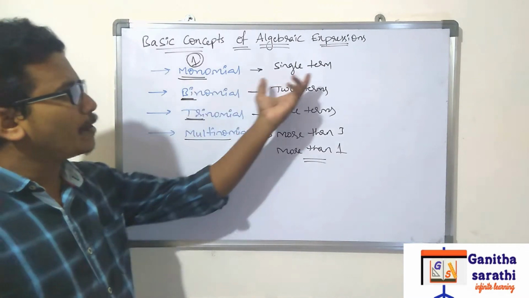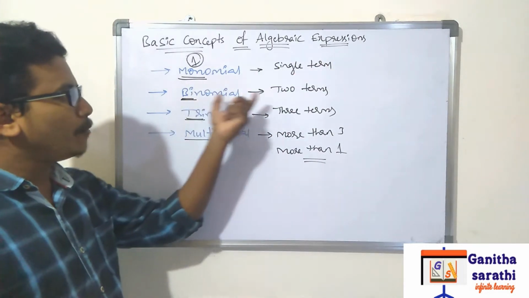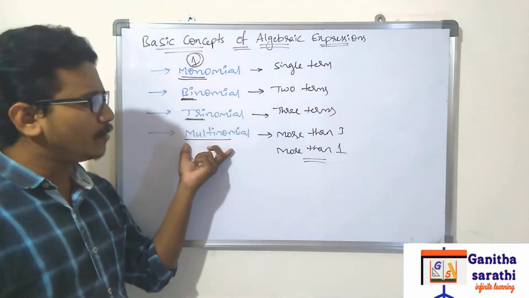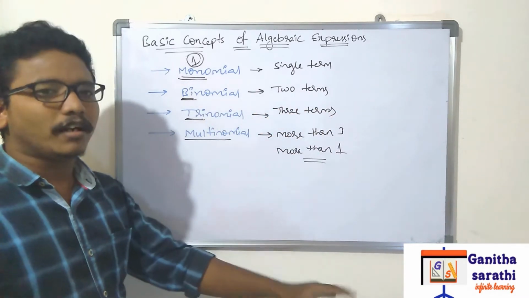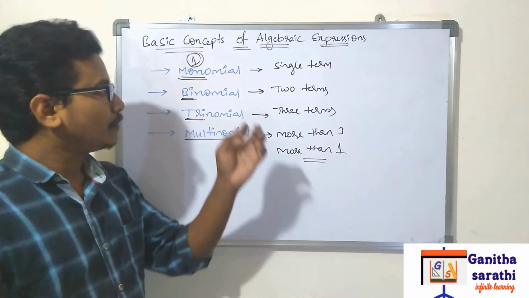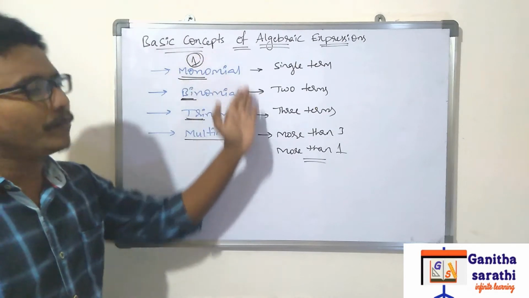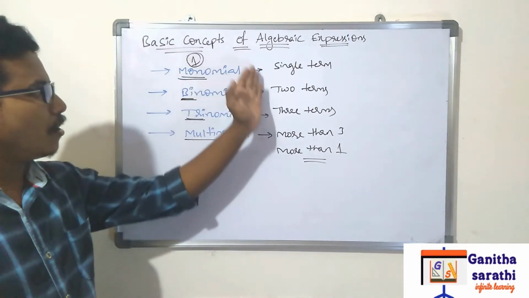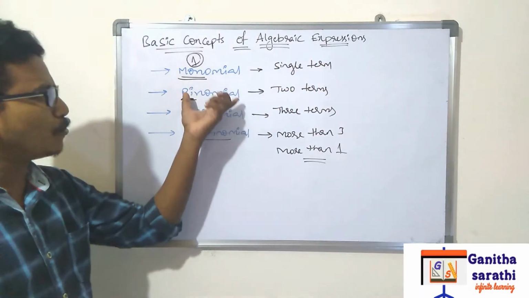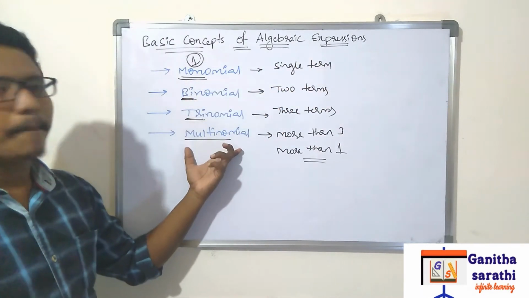Now, monomial means how many terms? One term. Binomial means two terms. Trinomial means three terms. Multinomial means more than three, or more than one, can be called multinomial. So, how will you define? These are all types of polynomials. In algebraic expressions also we can take them as monomial, binomial, trinomial and multinomial.